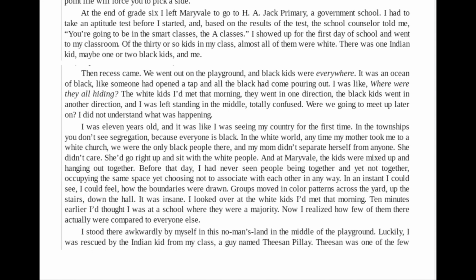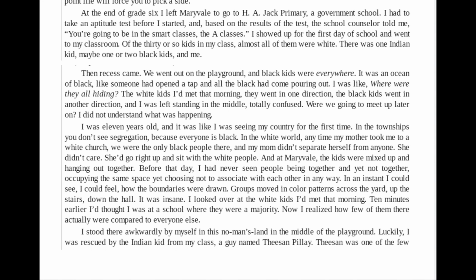I did not understand what was happening. I was 11 years old, but it was like I was seeing my country for the first time. In the townships, you don't see segregation because everyone is black. In the white world, anytime my mother took me to a white church, we were the only black people there, and my mom didn't separate herself from anyone. She didn't care. She'd go right up and sit with the white people.